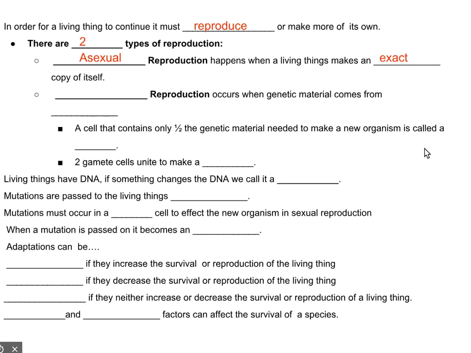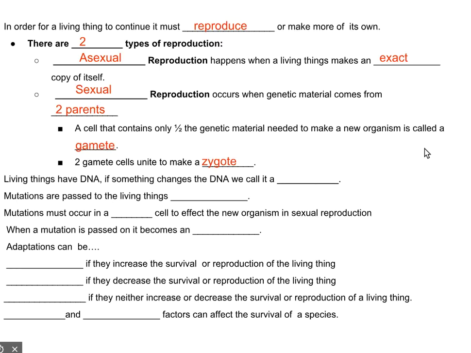The other type of reproduction is sexual reproduction, and this occurs when genetic material comes from two parents. So I get part from mom, part from dad. They combine to make a new thing. A cell that contains only half the genetic material needed to make a new organism, so like from mom or dad, that's called a gamete cell. And two gamete cells unite to form a zygote.